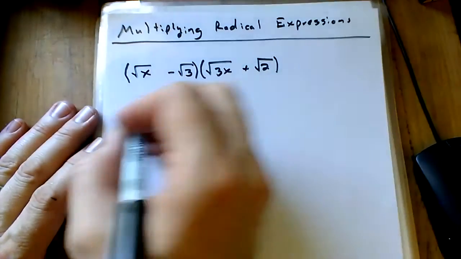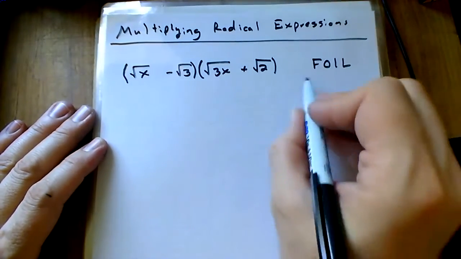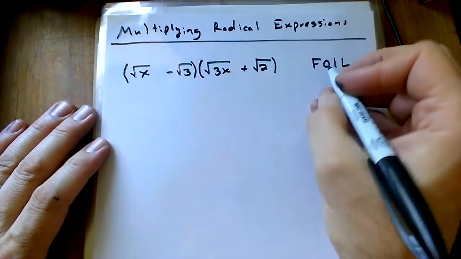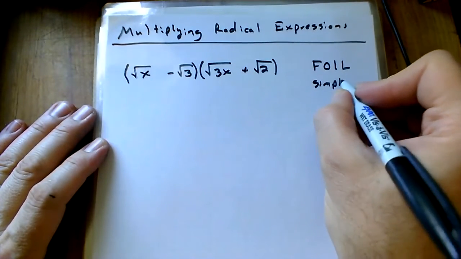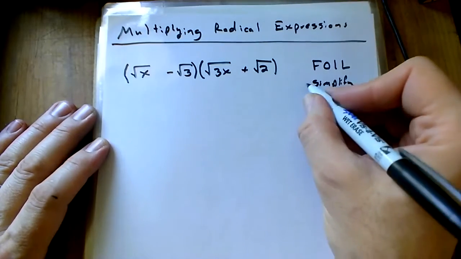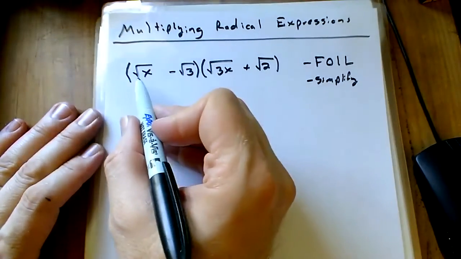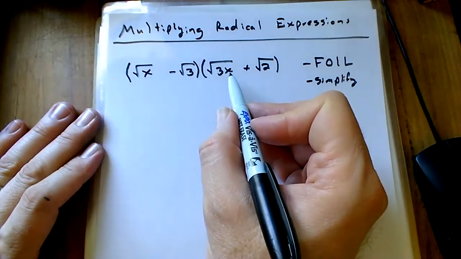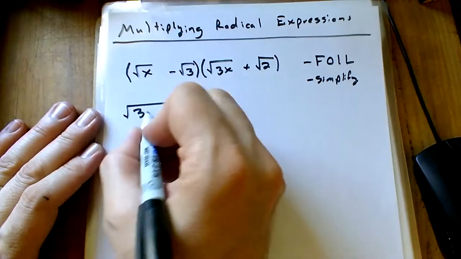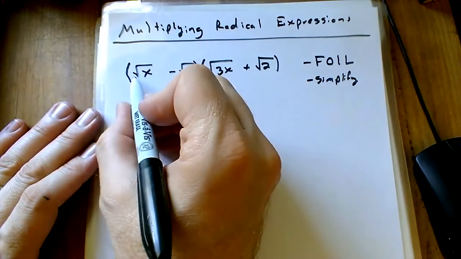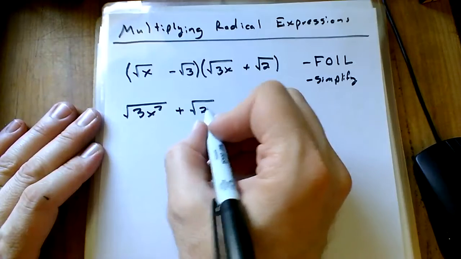Whenever we're doing this, you're going to do like you normally would. You would FOIL your expression, and then you're going to simplify each radical. So let's do that. The square root of x times the square root of 3x is going to be the square root of 3x squared. The square root of x times the square root of 2 is going to be plus the square root of 2x.